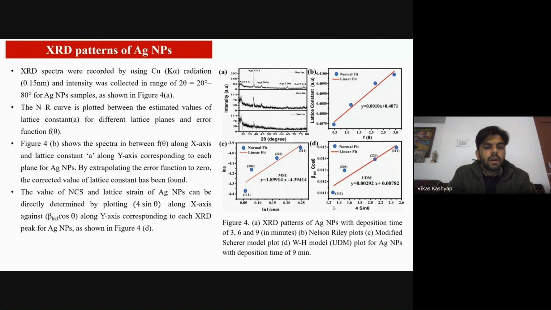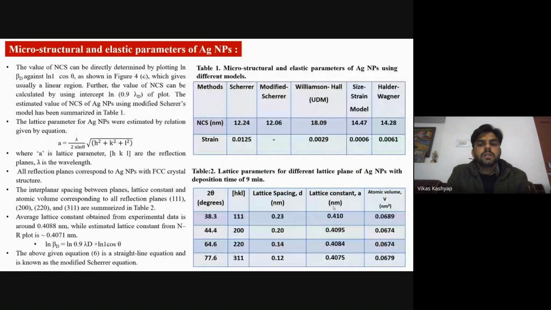These are Nelson-Riley plots, and the modified Scherrer method is also used. From that, we have done a comparative study. From the different models given, we calculated the NCS and the strain value by putting values into the formula for nanocrystalline size and strain. The value of the NCS can be directly determined by plotting beta d against log 1 over cos theta, as shown in figure 4c, which usually gives a linear region. Further, the value of the NCS can be calculated by using the intercepts.